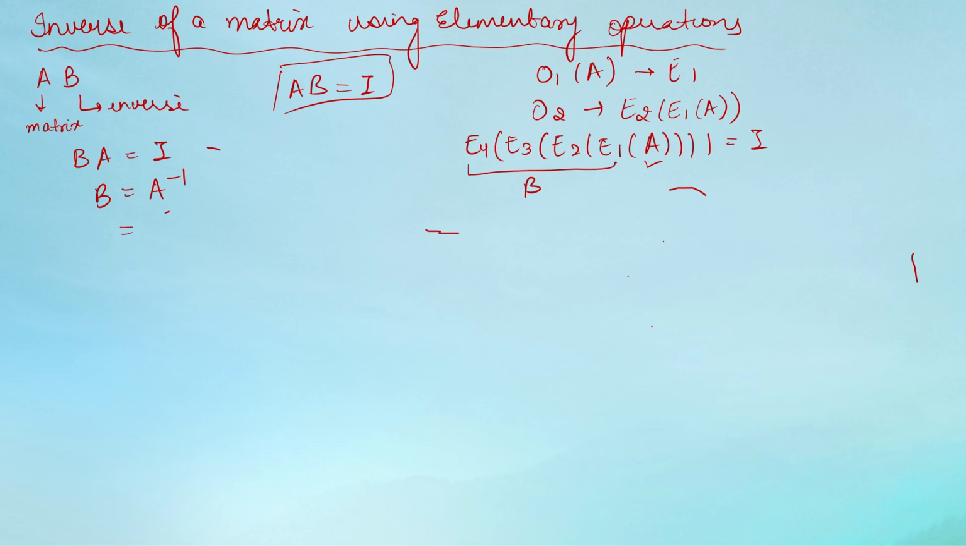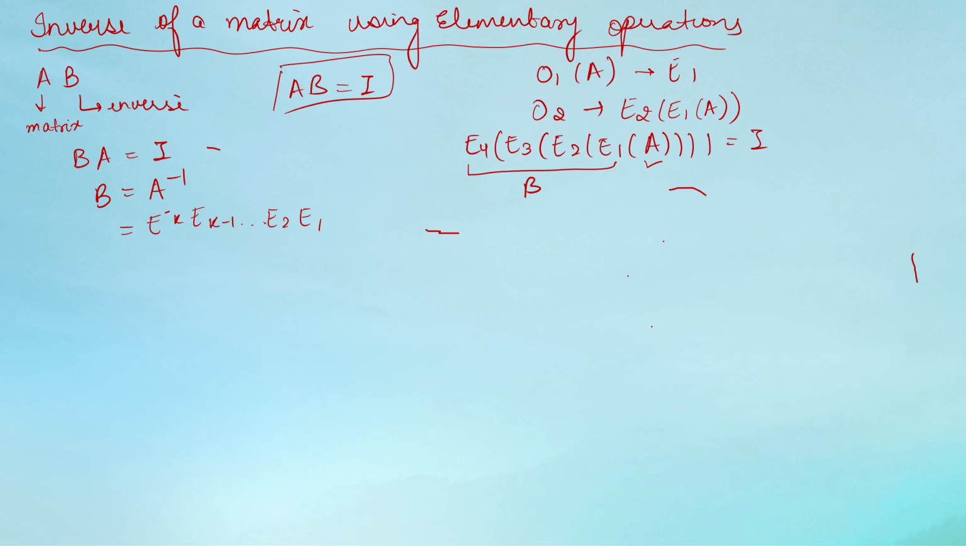A inverse is basically EK, EK minus 1, so on till E2 and E1. If you take it that side, it will be B inverse. A is equal to B inverse or B is equal to A inverse. So basically, the inverse of a square matrix is the product of elementary matrices that reduce A to the identity matrix. Reducing A to the identity.